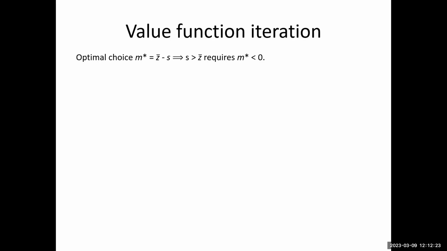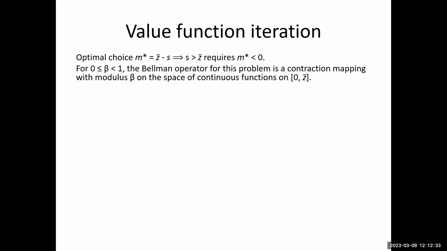We therefore choose Z bar as the upper bound for S, and we consider functions on the interval 0, Z bar. It can be shown that for beta greater than or equal to 0 and less than 1, the Bellman operator for this problem is a contraction mapping with modulus beta on the space of continuous functions on 0, Z bar. Repeated application of this Bellman operator then guarantees convergence to the fixed point, just as did repeated application of the contraction on the non-negative real line.